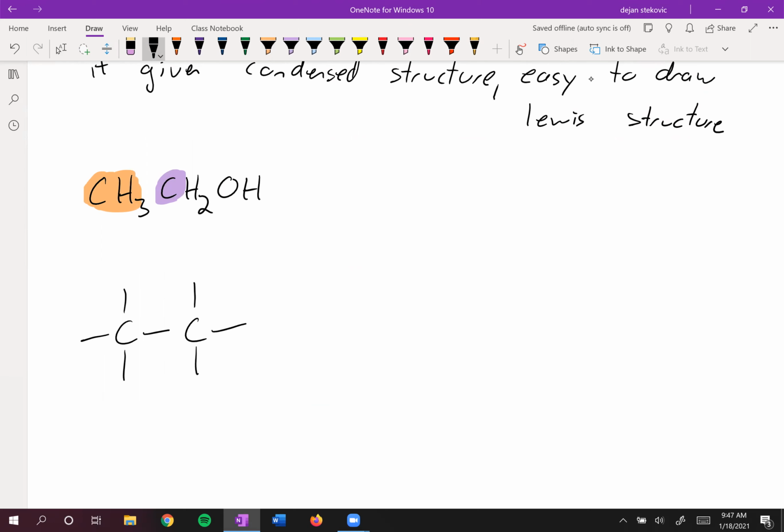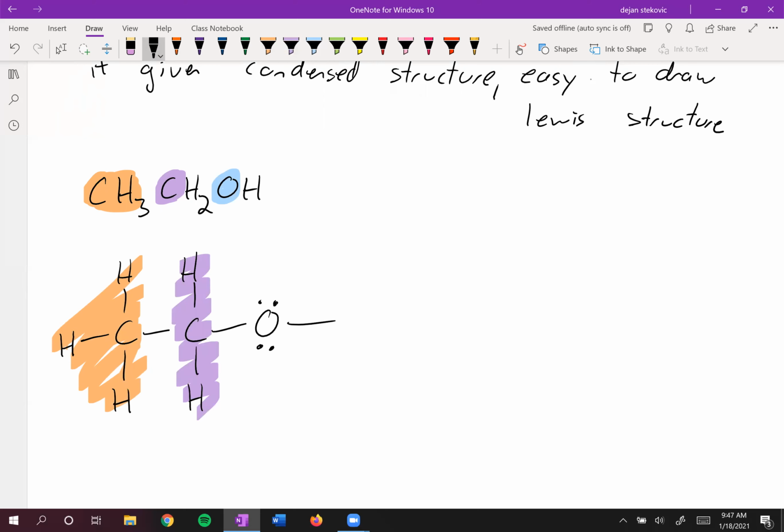That will also have 4 bonds. And then after that is the oxygen. This oxygen will only have 2 bonds and 2 lone pairs. And then we just add all the hydrogens, right? The first carbon has 3 hydrogens, which works out perfectly. The second carbon has 2 hydrogens, which also works out perfectly. And finally, the oxygen has 1 hydrogen, which also works out perfectly. So you can see when you're given the condensed formula, drawing the Lewis structure is relatively easy, but it does take some practice.